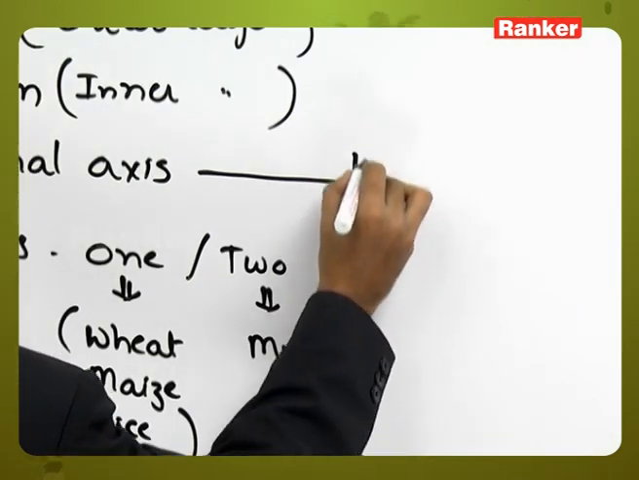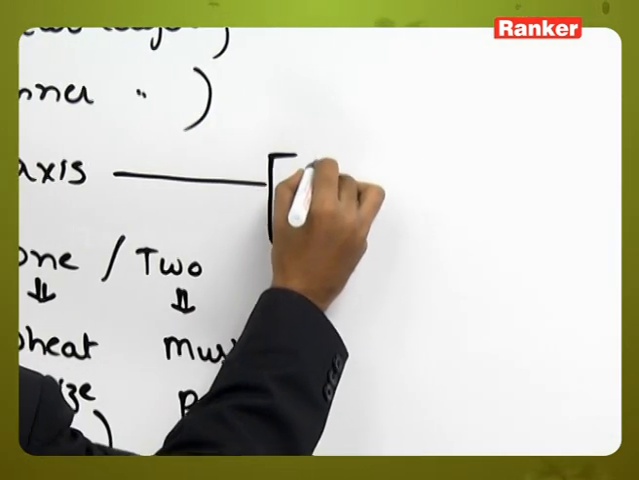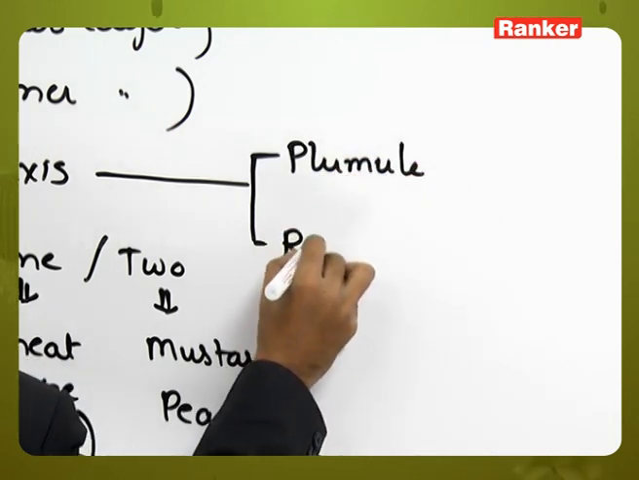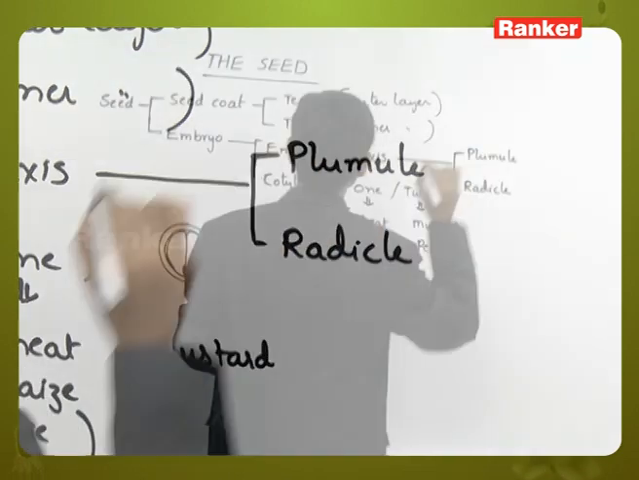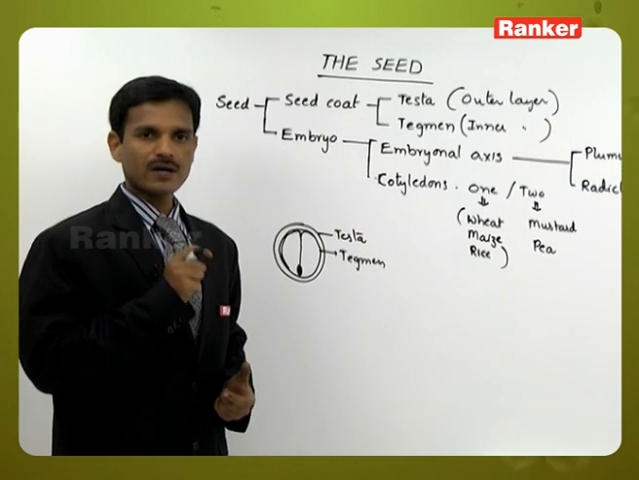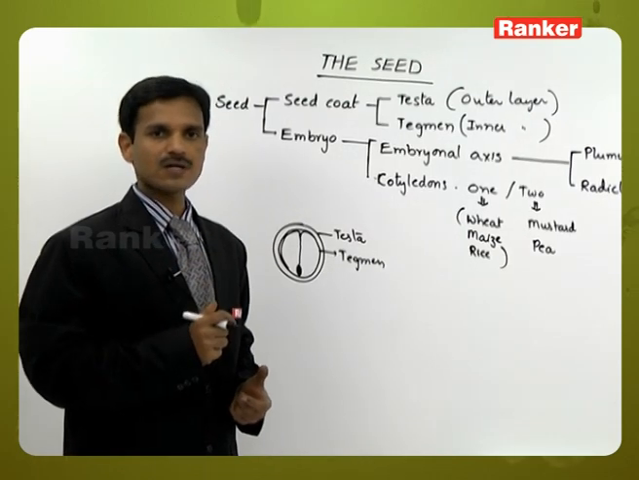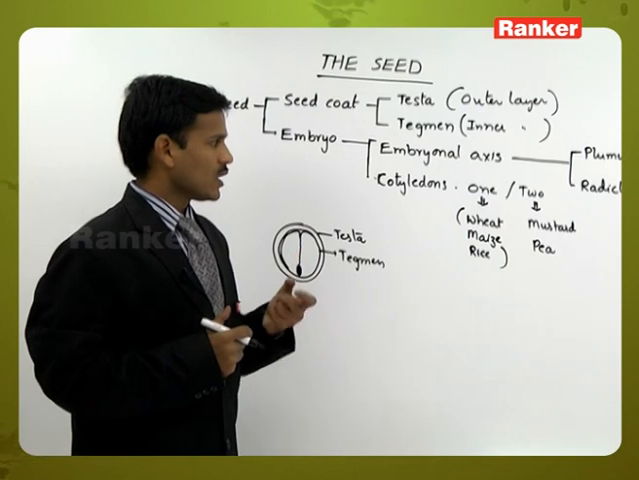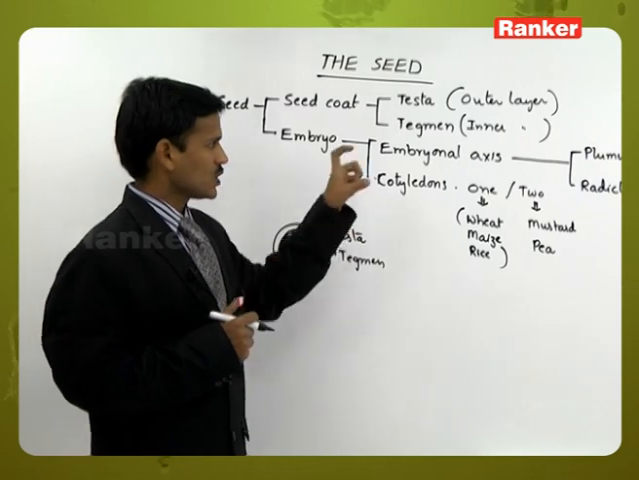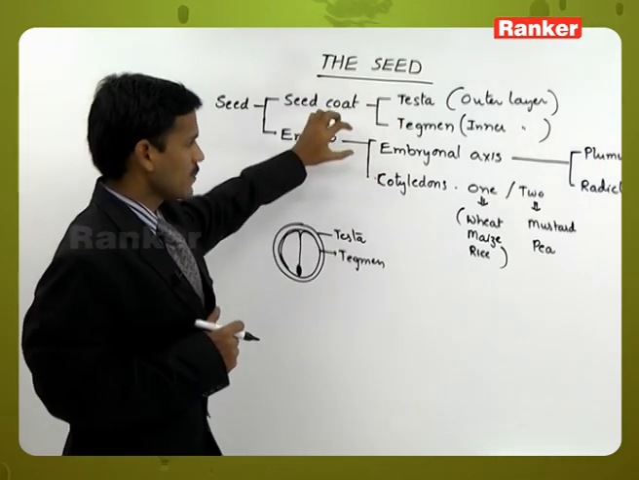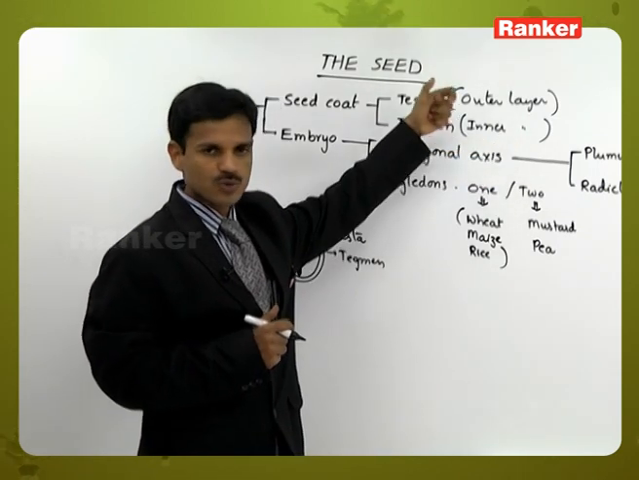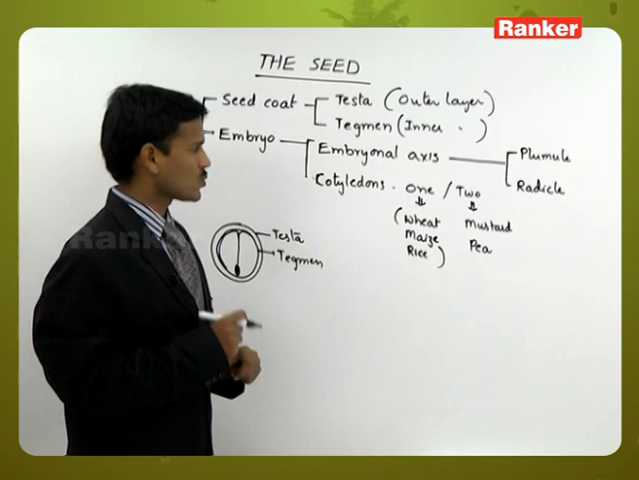In the embryonal axis there are two parts. One is a plumule and the second one is radicle. The upper part, which develops into shoot system, is called as plumule, and the lower part is radicle. Radicle develops into root system. So the embryonal axis ends with a plumule and a radicle.